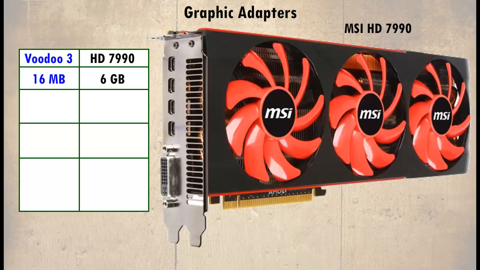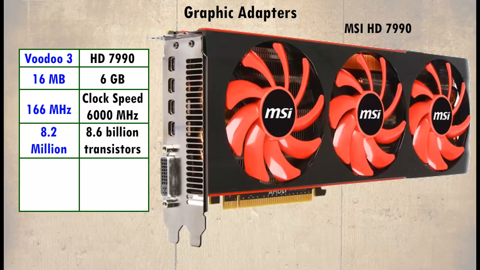The clock speed of the Voodoo was 166 MHz, which was considered at one time to be fast. The HD has a clock speed of 6000 MHz. The Voodoo has about 8.2 million transistors. This seems a lot, but when you compare it with the 7990, it is tiny. The 7990 has over 8.6 billion transistors. The Voodoo video adapter has one single output.